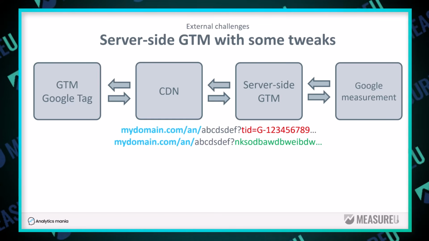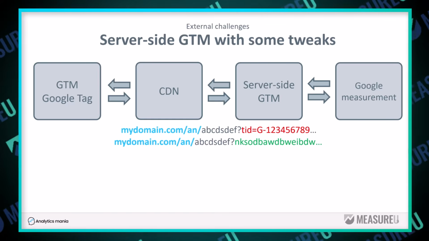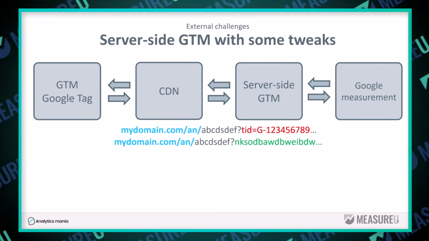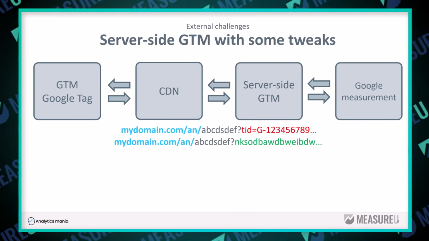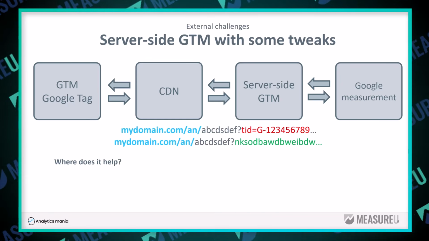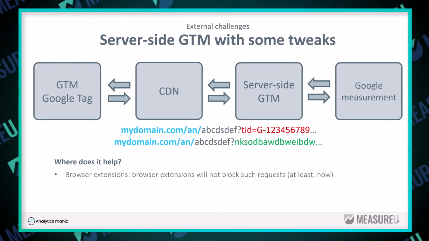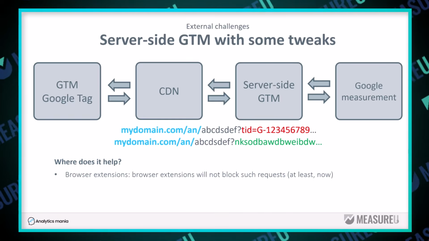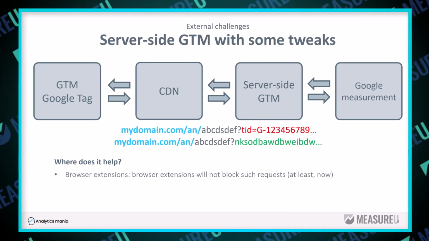But if you're using some custom loaders that obfuscate the entire request URL, then your setup will be much more resilient to the impact of browser extensions. So where does this help? Well, first of all, even more extensions will not be able to block the requests, therefore you will get more data and your data will be more accurate.